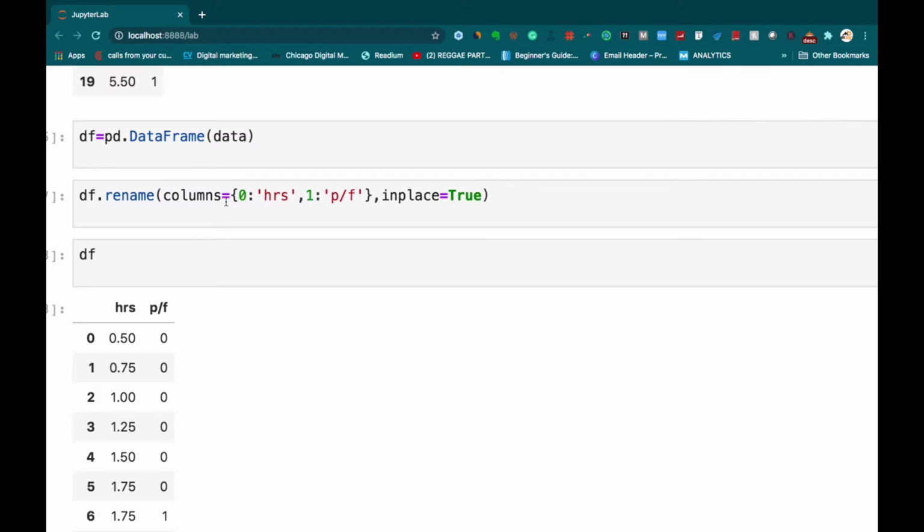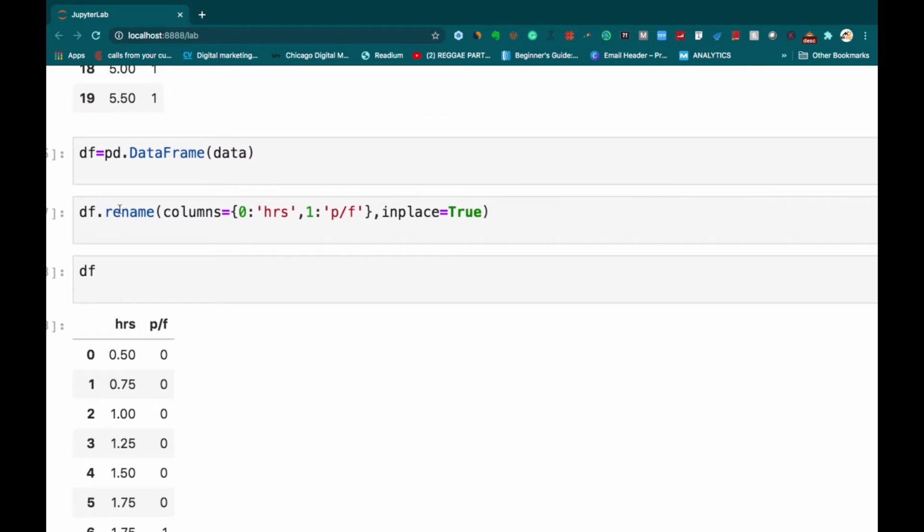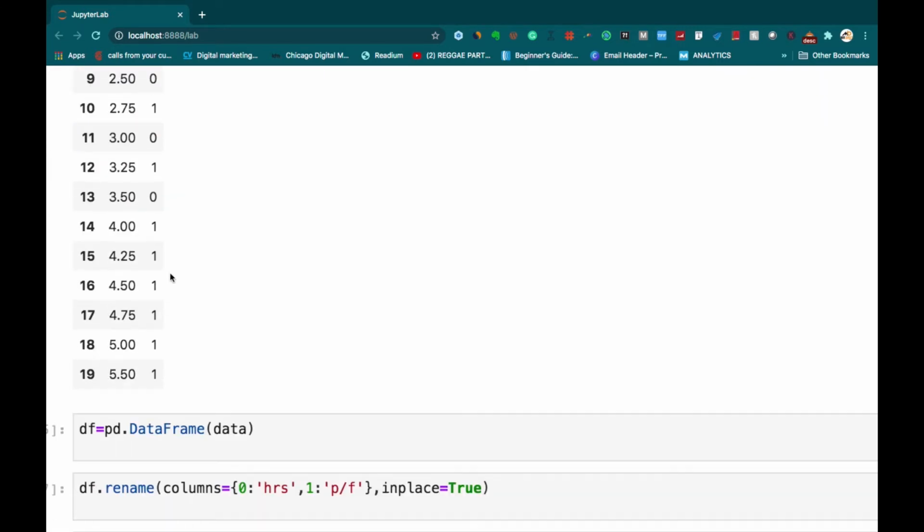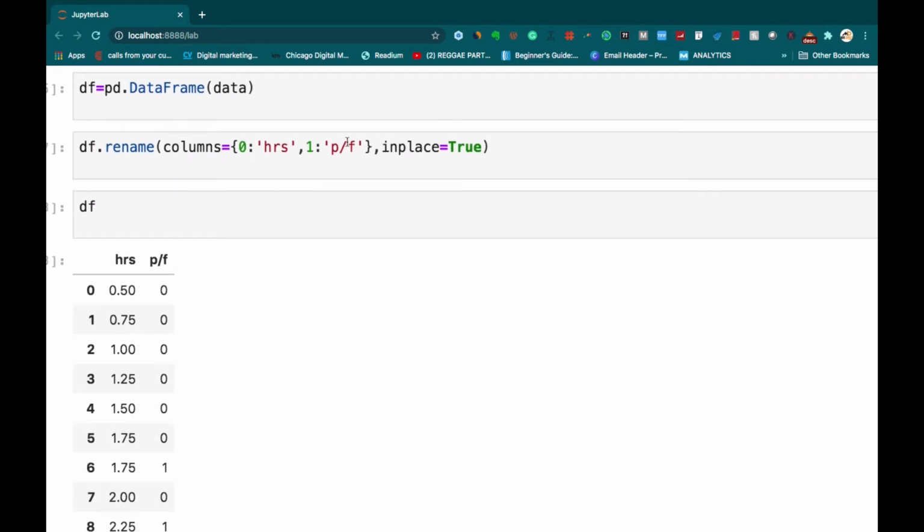so that whatever changes I'm doing will actually reflect in the original data set. Now if I convert this to a data frame, I store it in a new variable called df. So in df, that's what I'm doing over here. You can see the df.rename, and I'm selecting the columns, so column 0 to be renamed as HRS, and this column 1 to be renamed as P/F. That's what I'm doing over here.